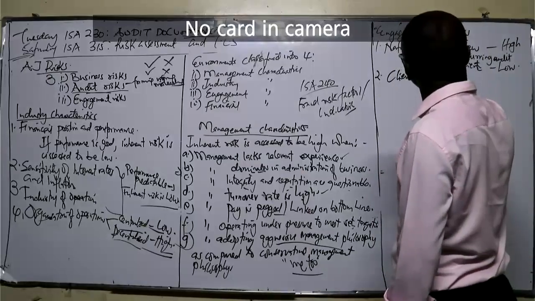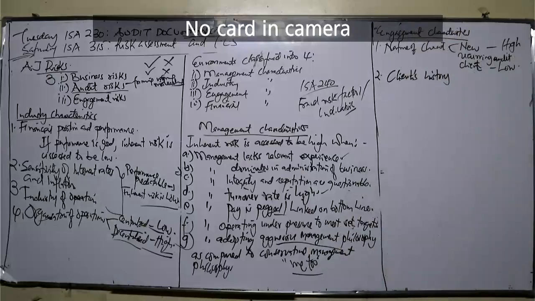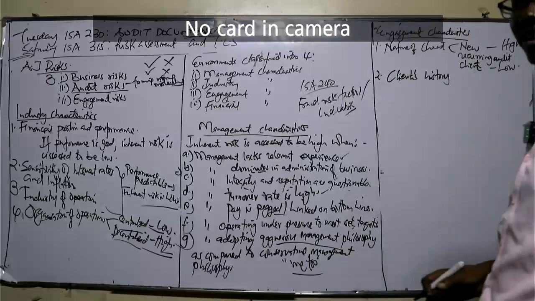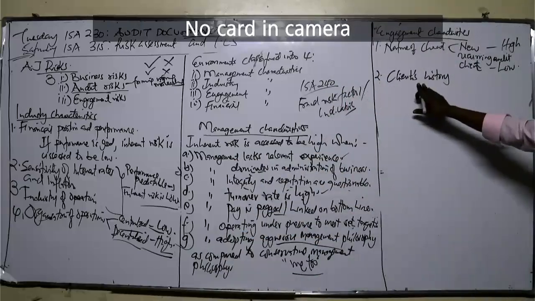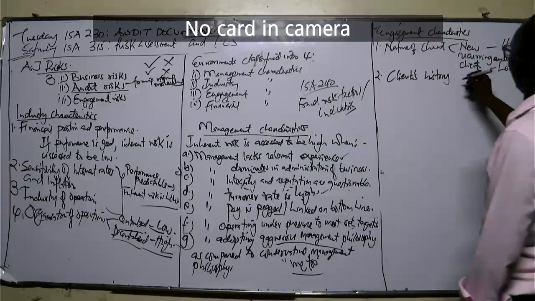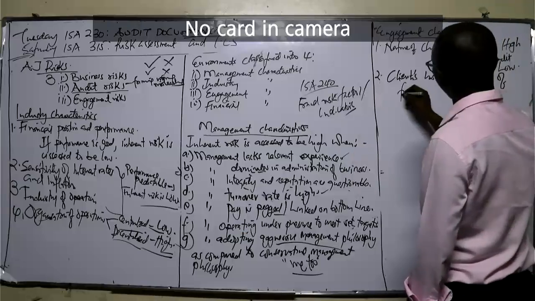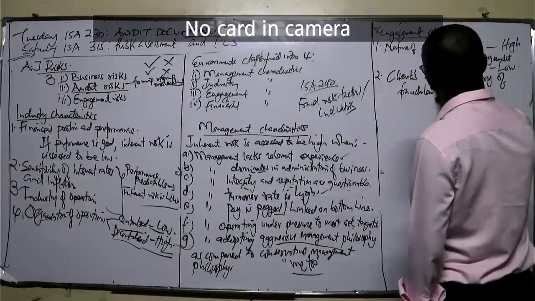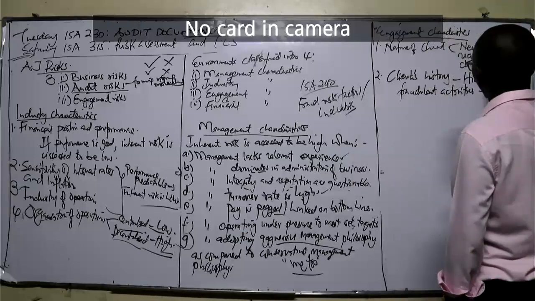Number two, we talk of client history. If you have a history that fraud was perpetrated somewhere in 2021, the chief accountant was fired, then in 2022, July, the internal auditor was involved with a supplier, the case is still ongoing. If you have such history, you assess inherent risk as being very high. So if we have a history of fraudulent activities, we assess it as being very high.